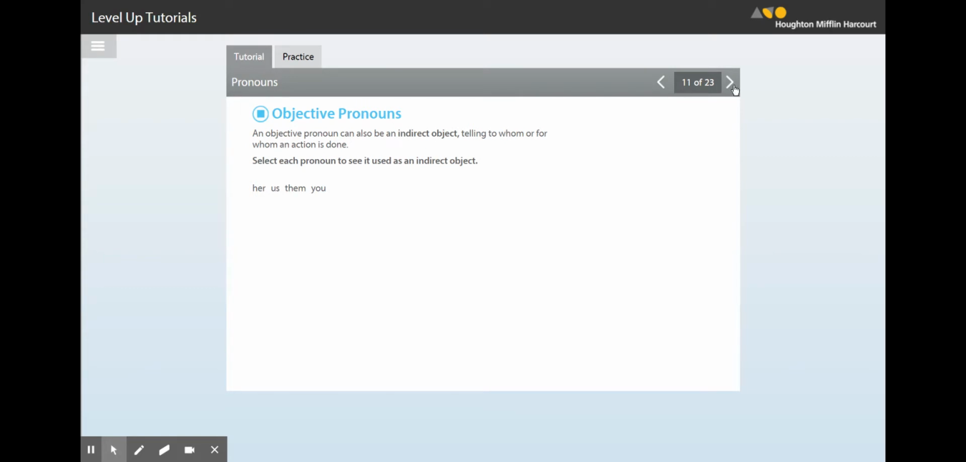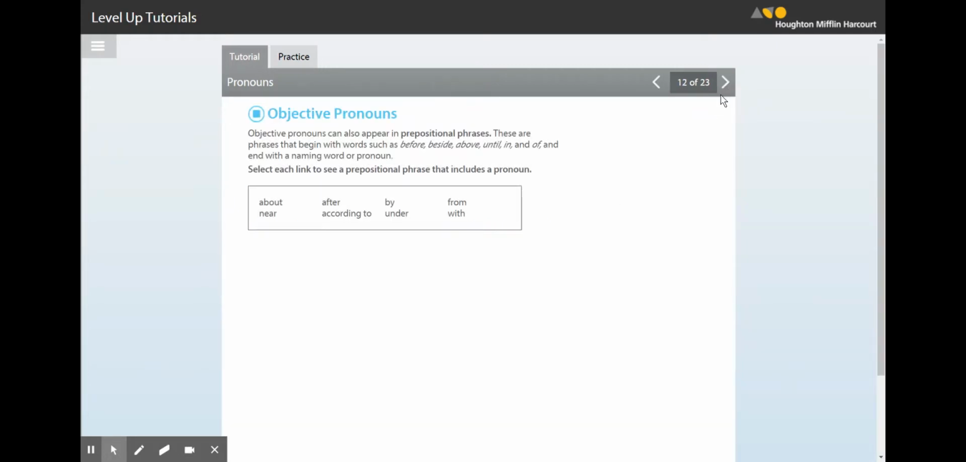An objective pronoun can be an indirect object telling to whom or for whom an action is done. For example, Daniel gave her a present. The indirect object her tells to whom Daniel gave a present. The mail carrier handed us our mail. So us tells to whom the mail carrier handed the mail, right? Who's receiving that? Grandmother sang them a funny song. So them tells for whom the funny song was sung. Finally, you. Alvin bought you a new computer game. So you tells for whom the game was bought.